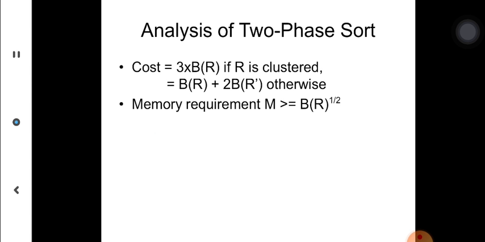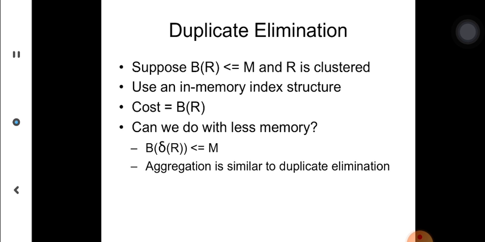So the analysis of two-pass sort: what are the costs? We basically have 3 times B(R) if R is clustered, or B(R) plus 2 B(R') otherwise. The memory requirement is of the order of the square root of B(R). Duplicate elimination comes into another discussion, because suppose you have B(R) less than M and R is clustered: use an in-memory index structure. So what is the cost? Cost is B(R), of course. Can we do it with less memory? If B of the result is less than the memory, aggregation is similar to duplicate elimination.